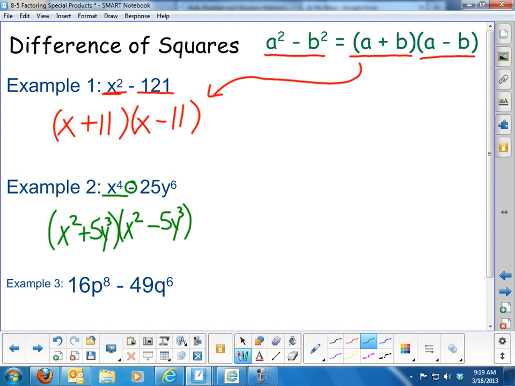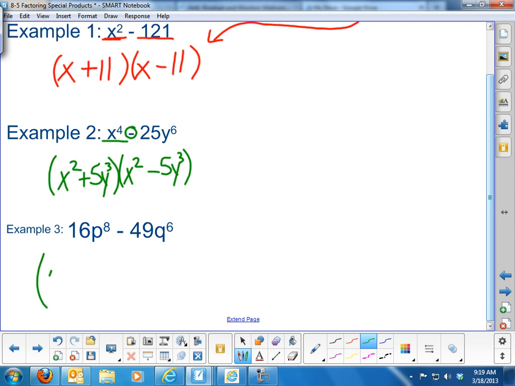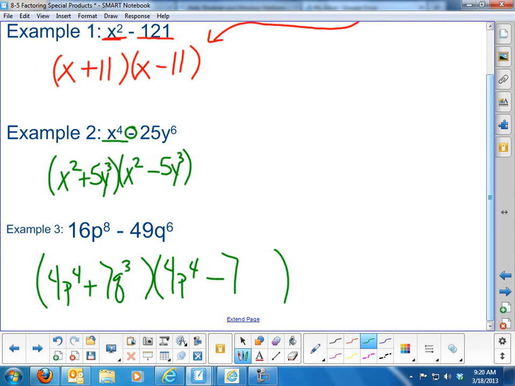Now looking down at 16p to the 8th minus 49q to the 6th, is 16 a perfect square? Well, I know that that is true, so this can be 4p to the 4th plus something, and 4p to the 4th minus something. 49, well, that's 7 times 7. Q to the 6th, well, that's going to be q cubed.